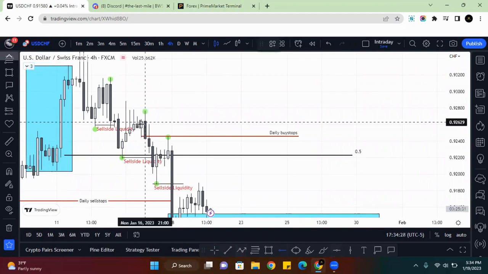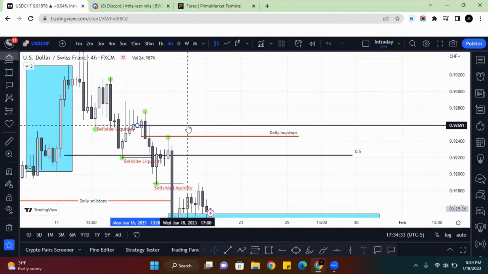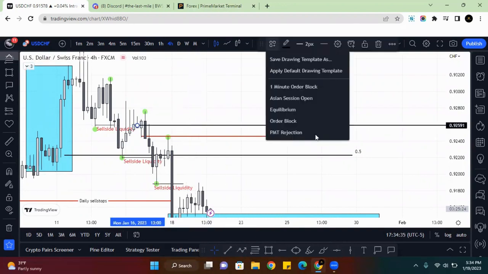Is this what's resting above the liquidity? An order block. So you can mark that up, right?